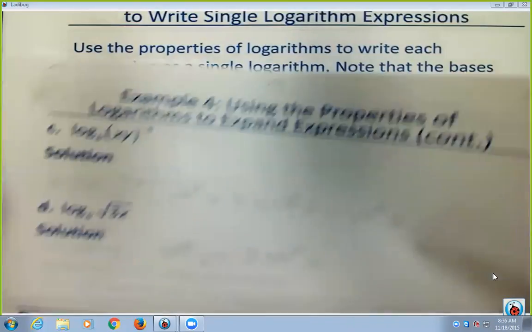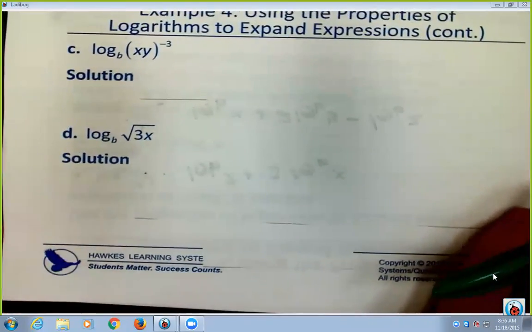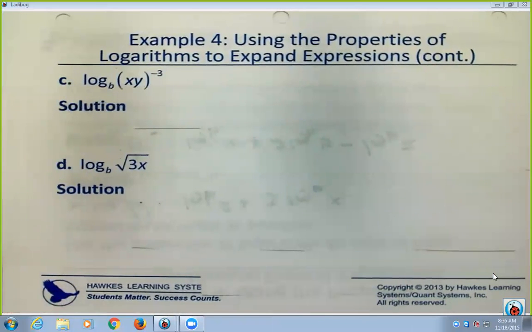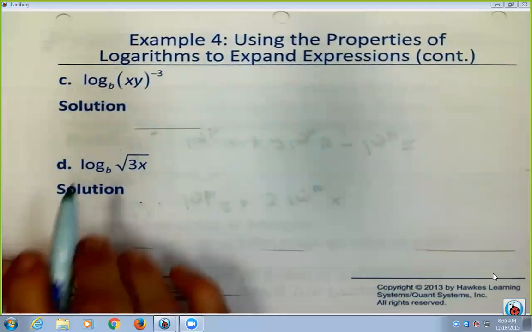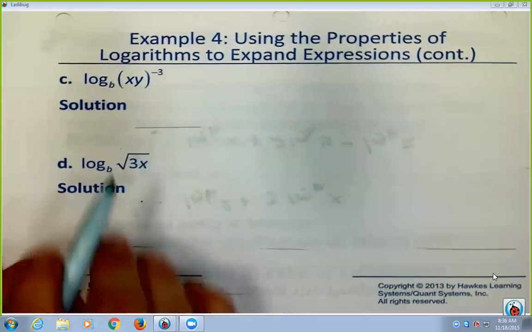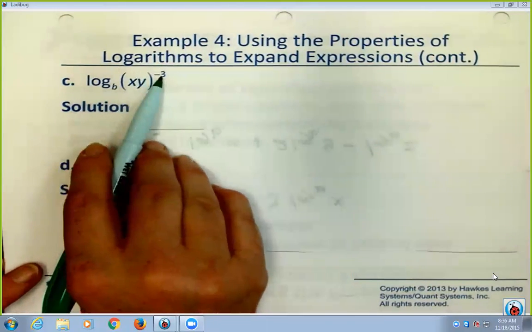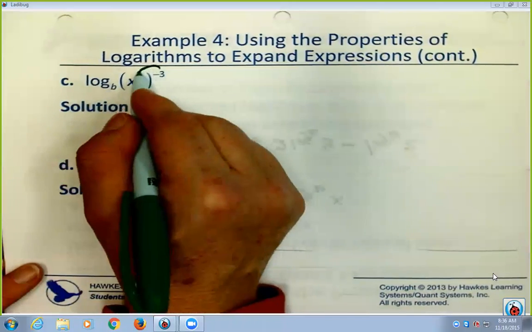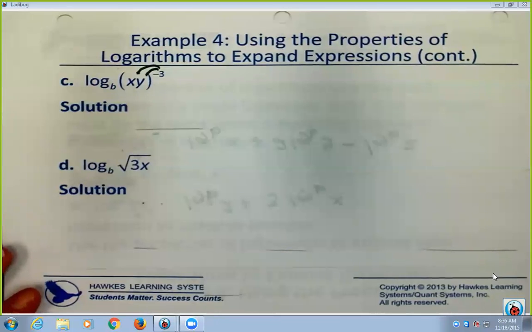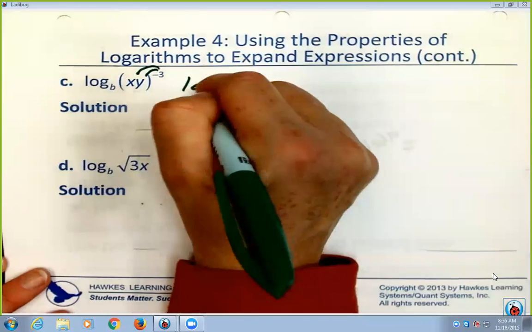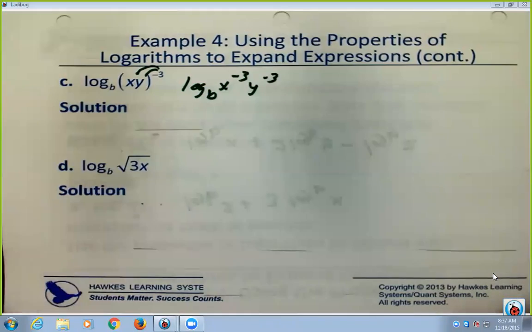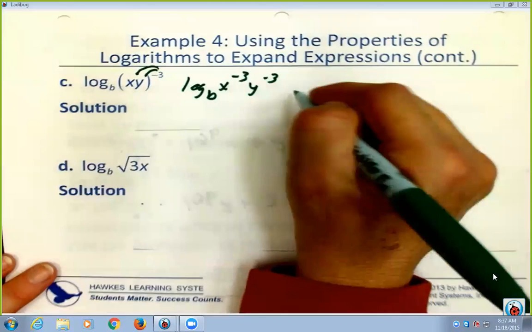All right, let's take a look and see what we got to do with this thing. Now these have parentheses involved, and they have a square root involved with the second one. So what does this mean? Well, it means that this -3 is given to both pieces. So if you want to look at that, we're going to give it to both sections of this whole thing. So if you wrote this out as log base b of x to the -3rd, y to the -3rd, we've got it expanded out to what it could be. So then what does it become?